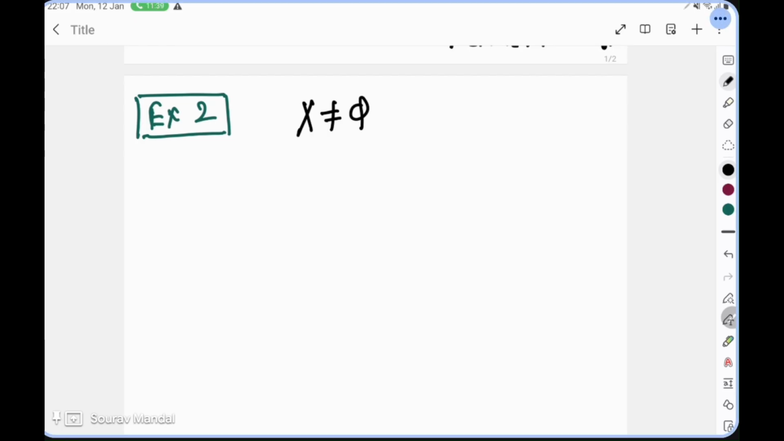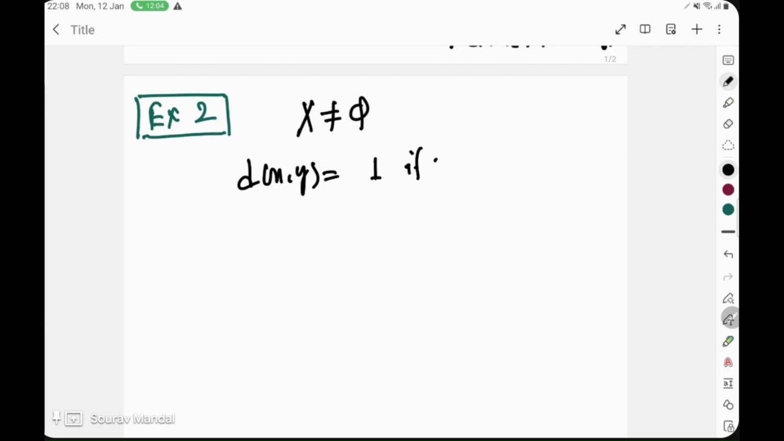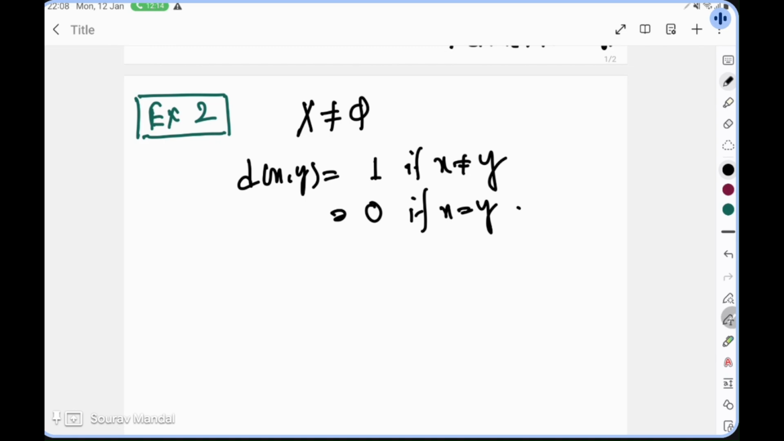Indiscrete metric? What is the discrete metric? That is the discrete metric: d(x, y) equals 1 if x is not equal to y, and 0 if x equals y. Okay, fine.